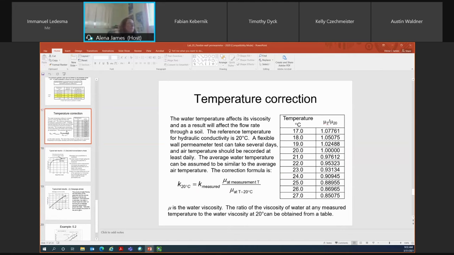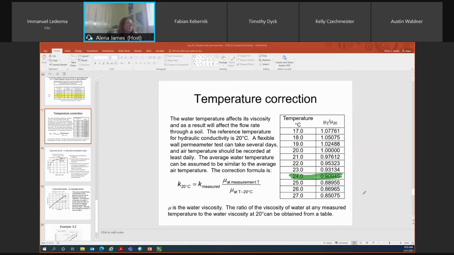But in general, if we know the room temperature is generally greater than 20 degrees Celsius, when we're determining what our K value is, we apply a correction factor to our calculated K value. So say, for example, I'm going to take this data point here. If I knew my average room temperature was 24 degrees Celsius when I was conducting the test, and I determined my K value to be 1 × 10⁻⁹ meters per second, I would multiply my K value that I calculated by this 0.90945. And that's just because the water temperature affects viscosity.